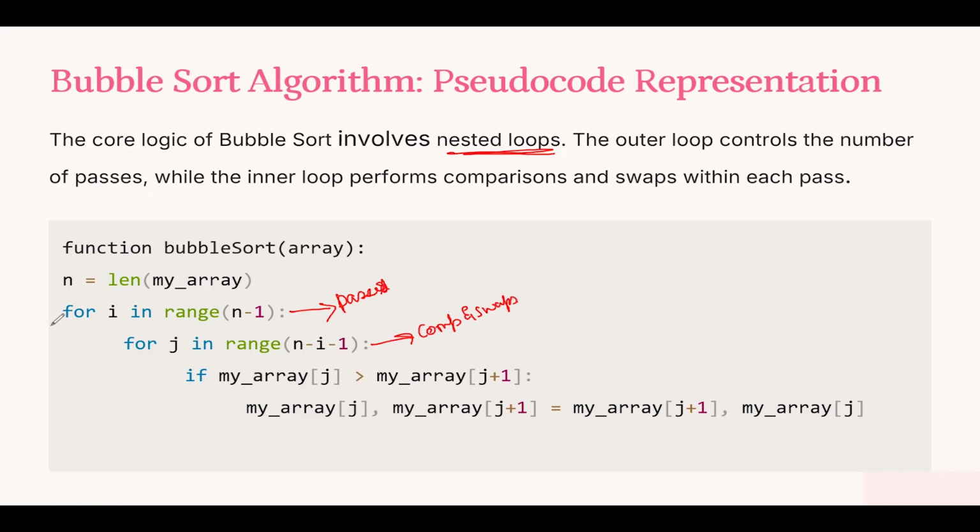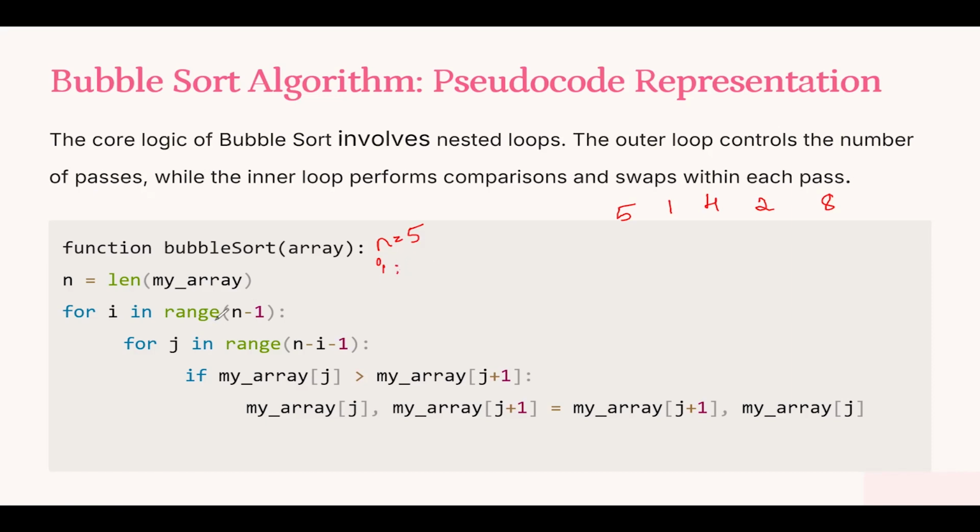Okay, so if I consider the previous example itself, I had 5, 1, 4, 2, and 8. Let me write it. So let us see, n is equal to length of my array. So n is nothing but the number of elements I have, which is 5. For i in range n minus 1. So this is in Python.